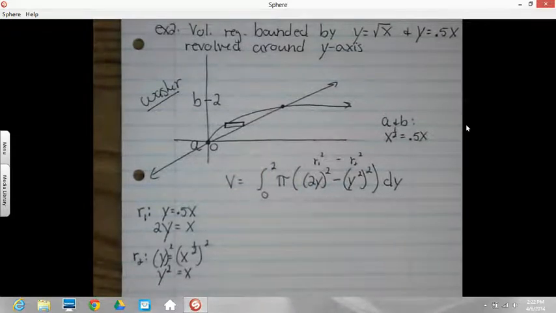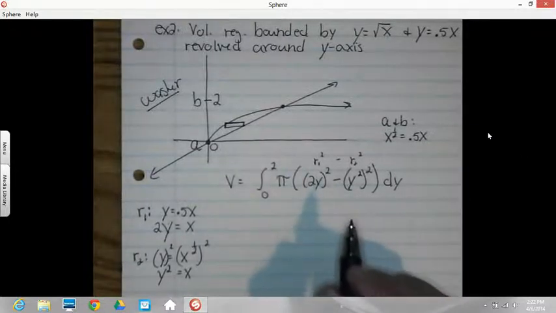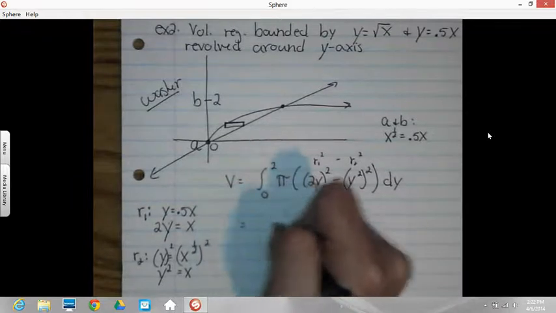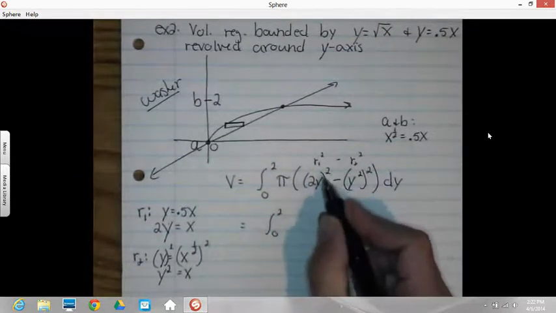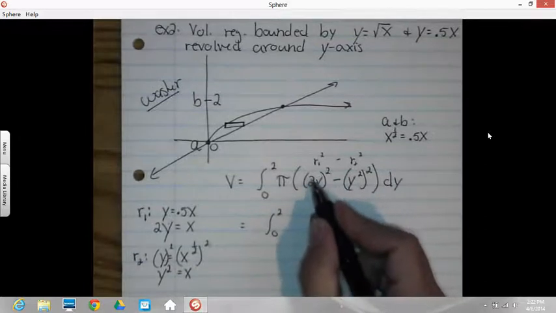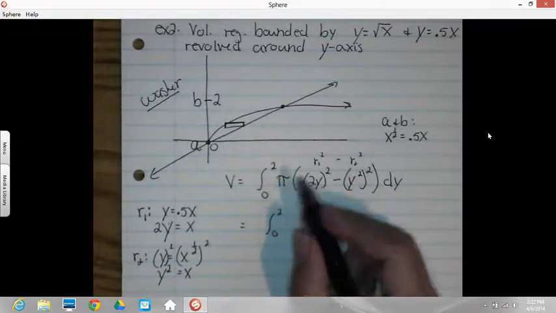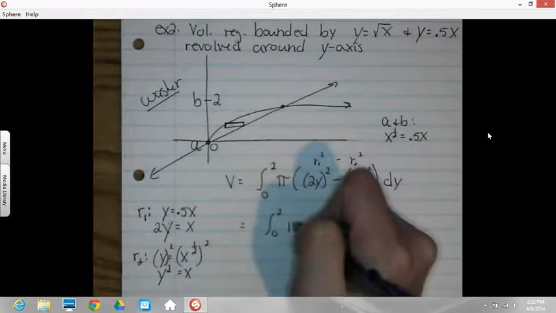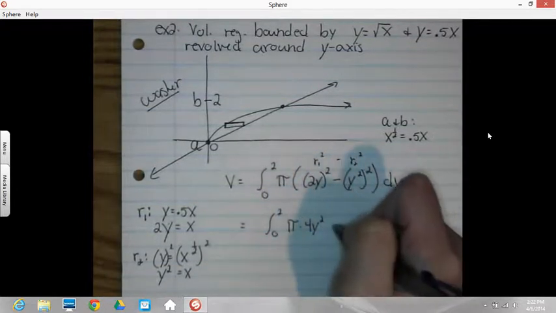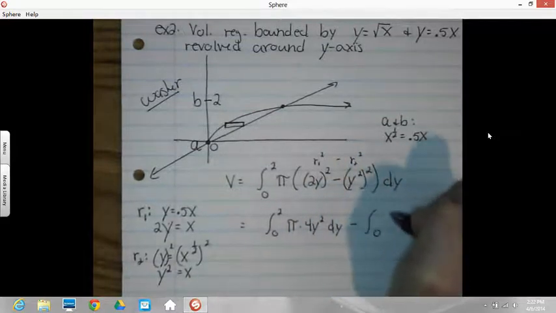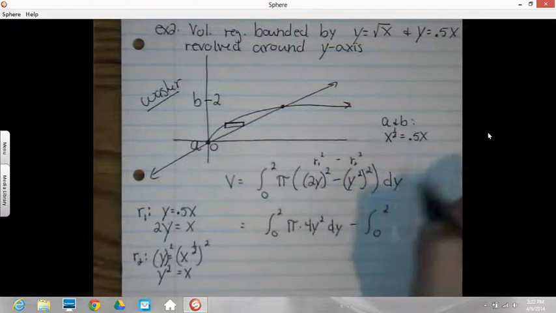Okay, each one separately. You don't have to rewrite them. I like to. So this, if I simplify this, I got to square both things. That'll be 4y squared and a pi. So pi times 4y squared dy minus the integral from 0 to 2. This will become y to the 4th, oh, forgot my pi, dy.